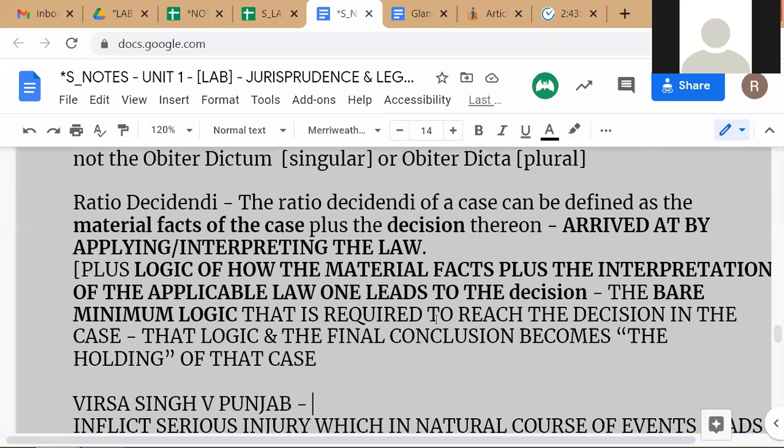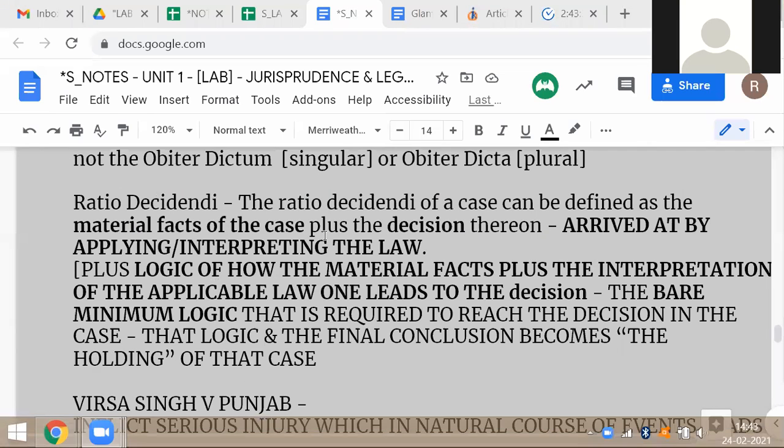Yeah, go ahead. When we are talking about ratio decidendi, what cases are we following? Are we following legal realism or instrumentalism? Well, realism and instrumentalism are very similar. Here we don't think so much about realism or formalism as such.